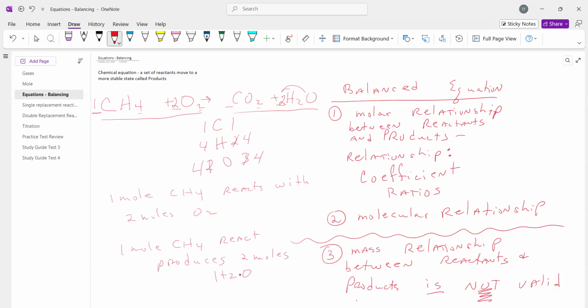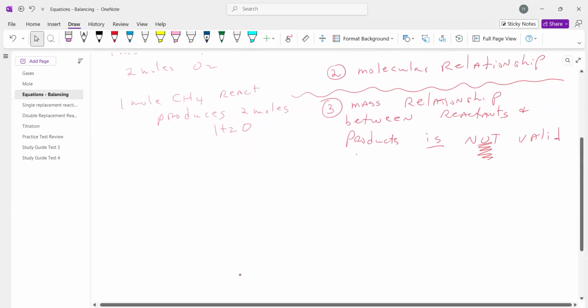In front of the 1 mole: 1 mole of CH4 reacts with 2 moles of O2. The 4 is not a Y. Okay, so this is the reason why we balance equations: to find the molar relationship. Without balancing the equation, we don't know what it is. So let's do another one.